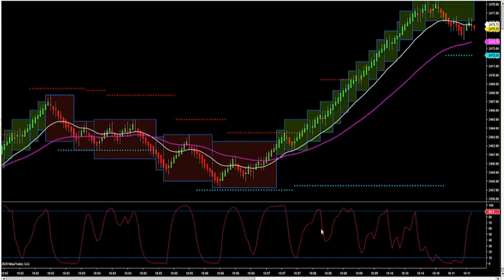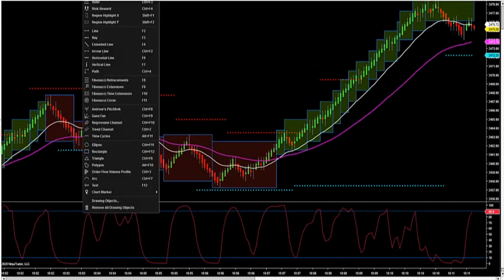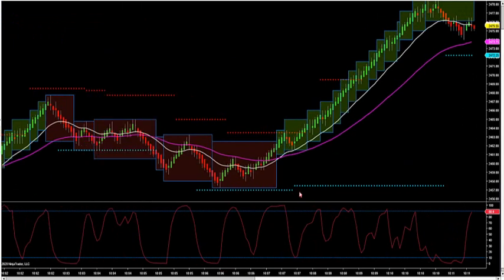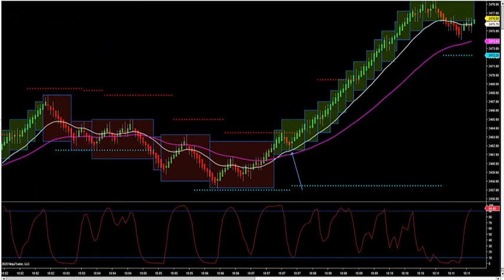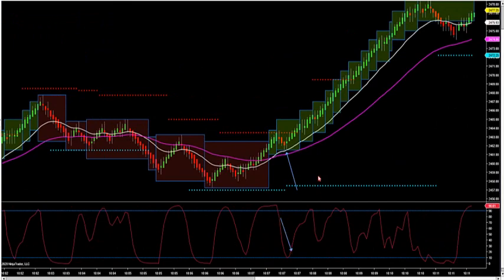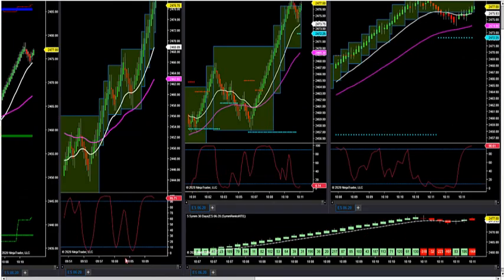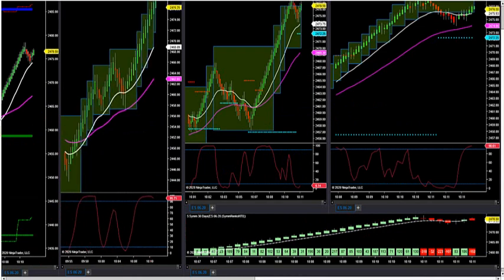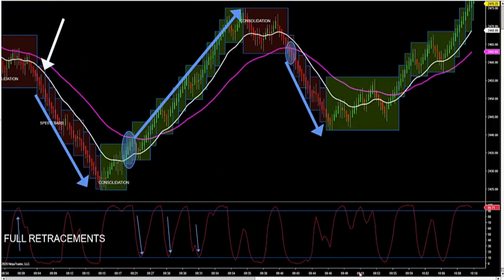Now, take a look at the move we got up now. This is a live move we got up right now. This is a buy setup right here, right at the swing low, because you got a full retracement for that big move up. Why? Because we're doing what? Look at the speed. Check out the speed. Look at my speed bars.